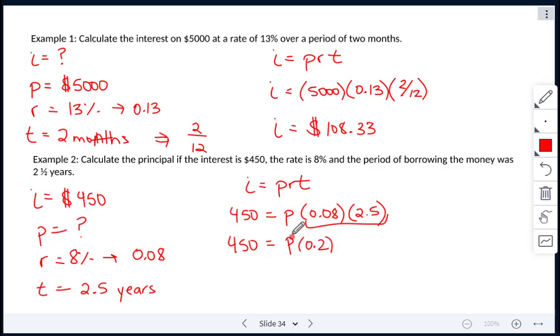Now we need to solve for P, so we divide both sides by 0.2. That gives me my answer. P is equal to 450 divided by 0.2, which is equal to $2,250. So that's the principal amount, $2,250.